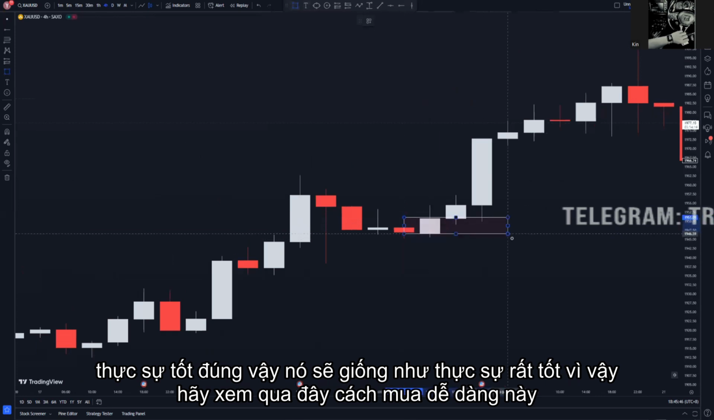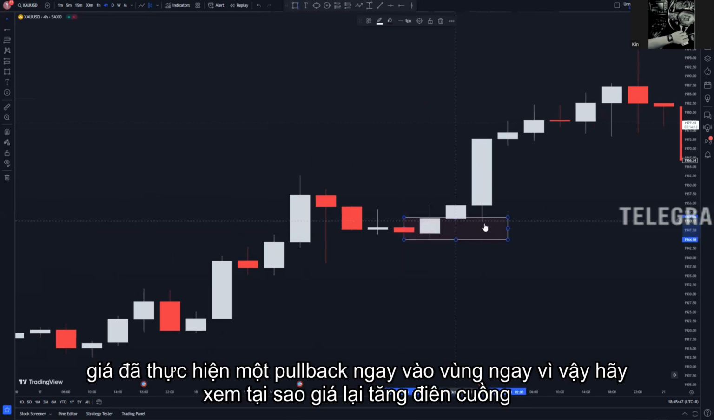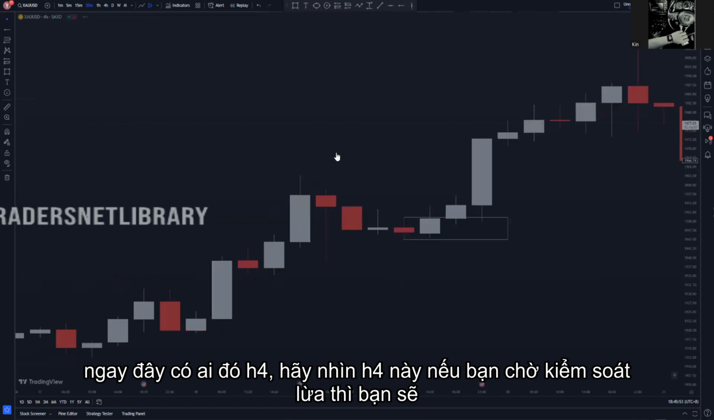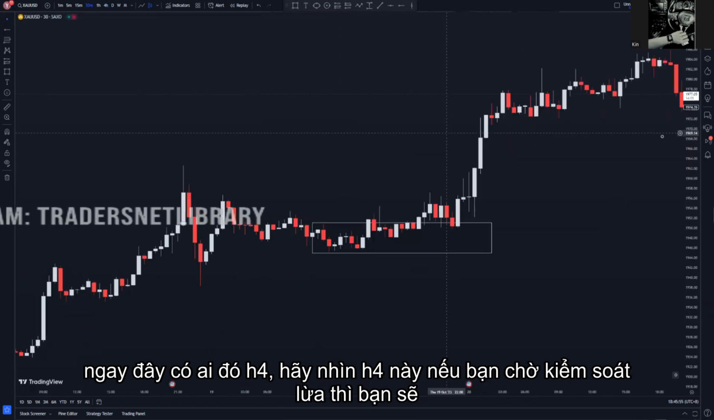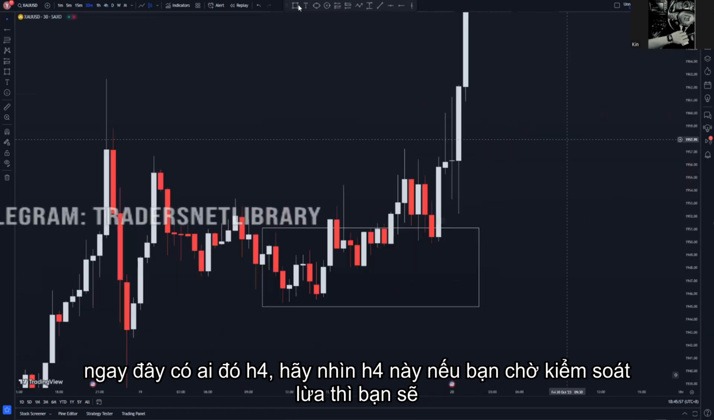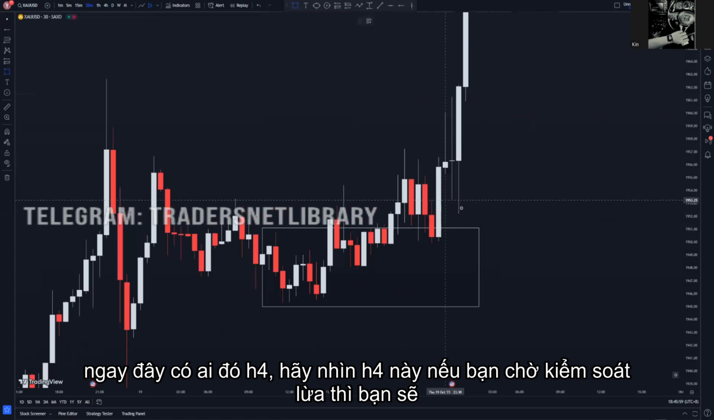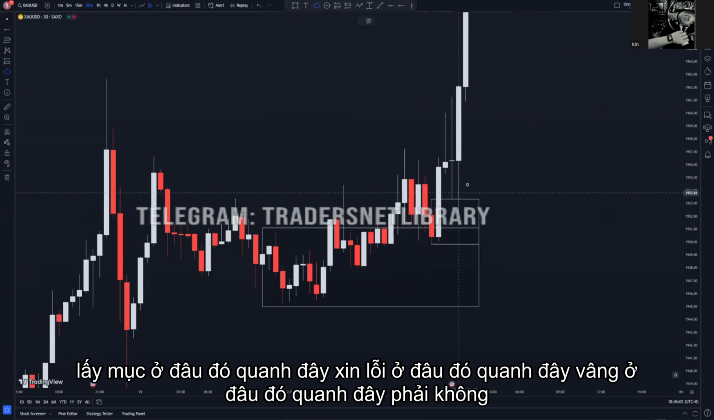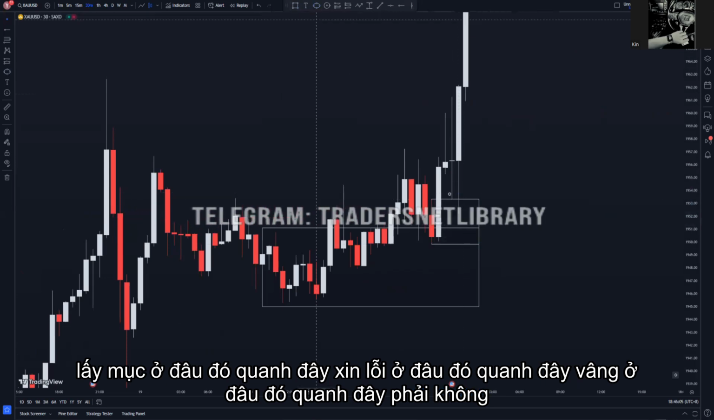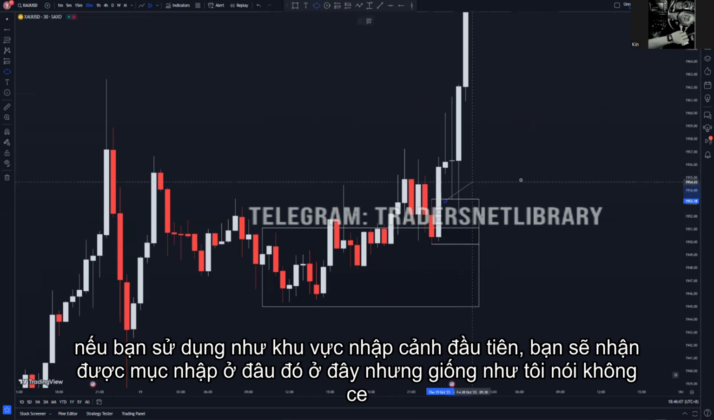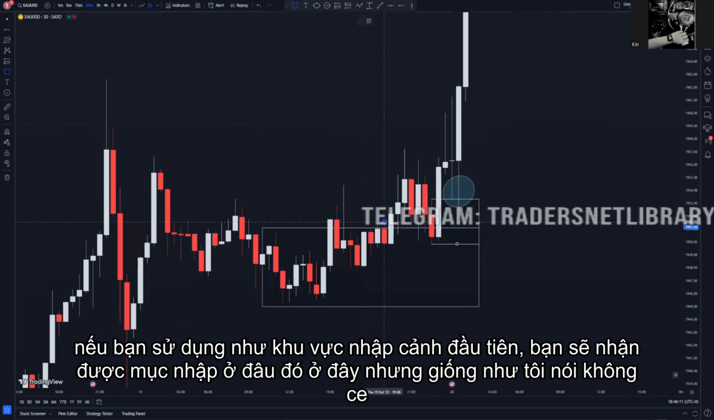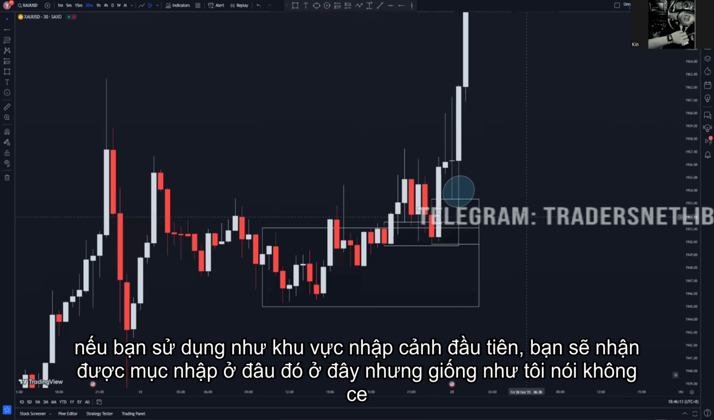This easy buy. The price made a pullback, right? Got into the zone. So look, why did the price go up crazily right over here? That's the one H4. Look at this H4. If you wait for the trade control, you're going to get the entry somewhere around here. If you use the first entry zone, you will get the entry somewhere over here.